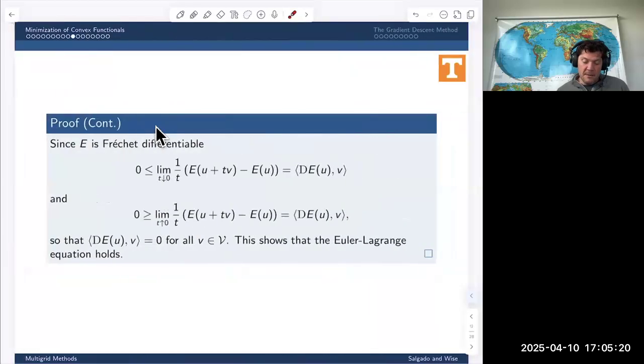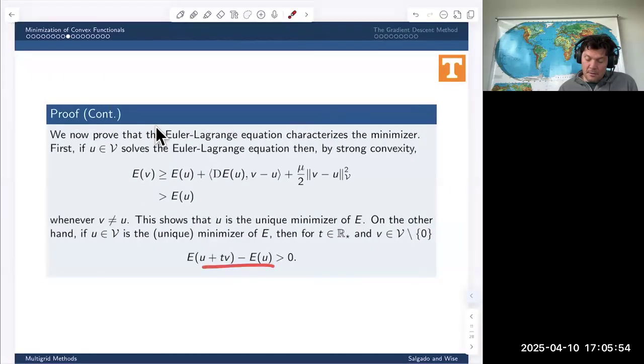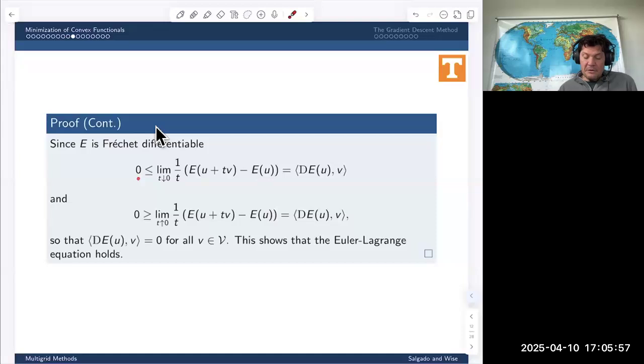All right, so let's see what we get. Now, E is Fréchet differentiable, so we can take two different one-sided limits. Let's consider this limit where we take 1 over t times this quotient and let t go to 0 from above. That has the limit which is just equal to this. But based on this inequality here, that has to be greater than or equal to 0.